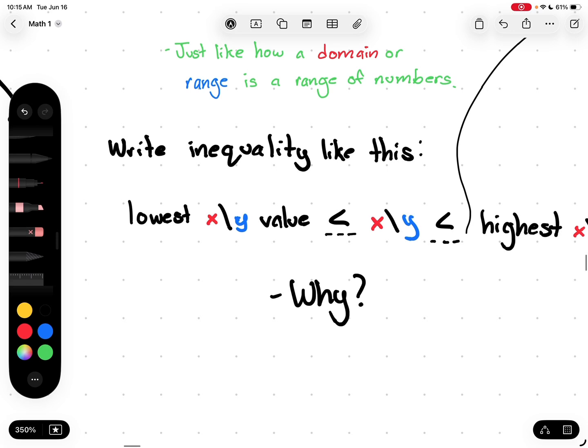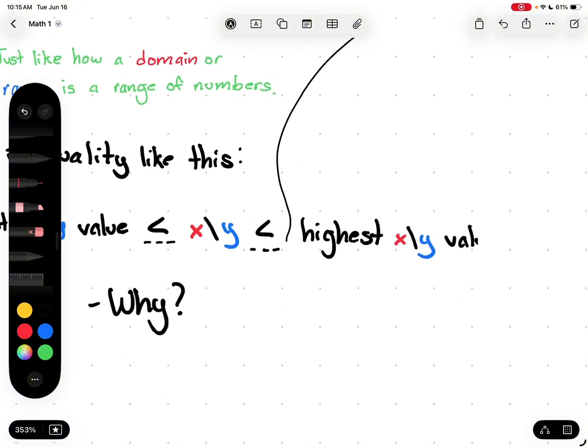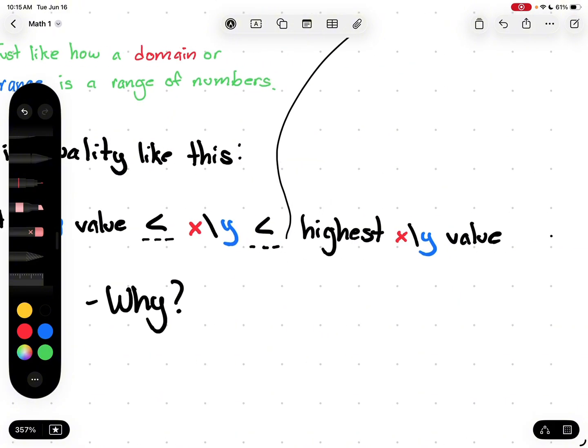We write our inequality like this. We put our lowest value, then we have a sign, then our letter, x if it's domain or y if it's range. Domain is x, range is y. We have another sign, and then we have our highest value.